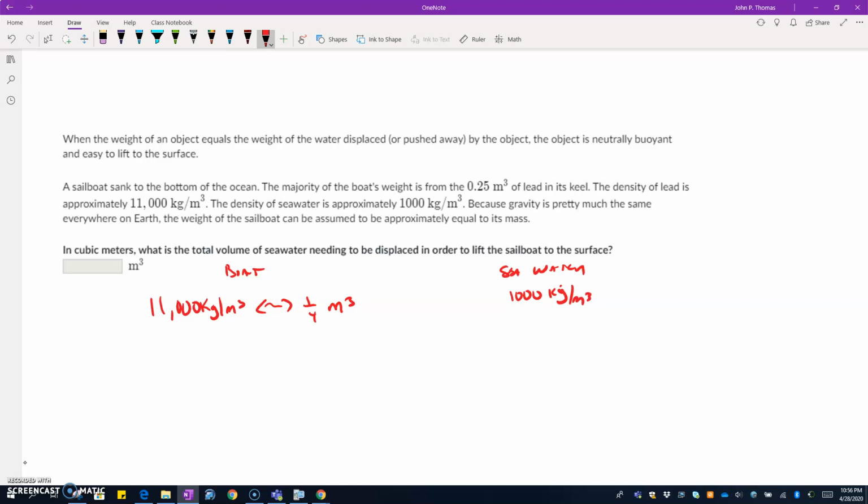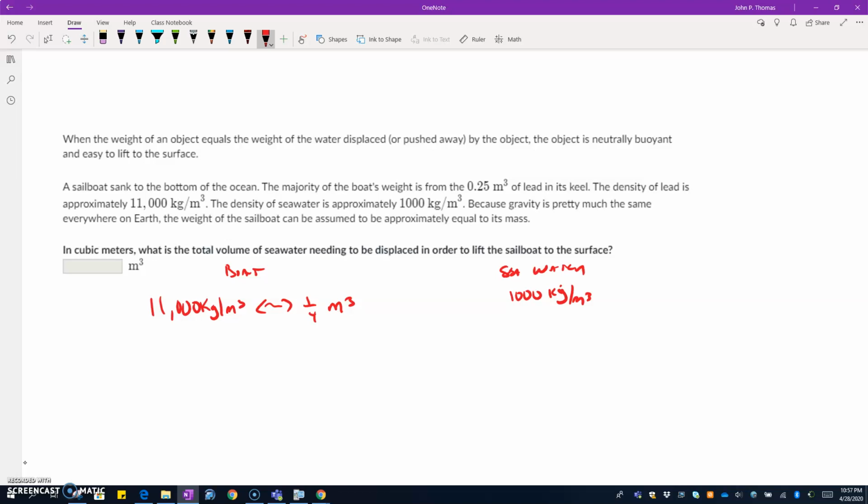All right, it says because gravity is pretty much the same everywhere on Earth, the weight of the sailboat can be assumed to be approximately equal to its mass. So we're not going to worry about a difference between weight and mass here. We're going to consider them basically as the same. That will hold true for virtually all the problems that we deal with. So this says in cubic meters, what is the total volume of seawater needing to be displaced in order to lift the sailboat to the surface?